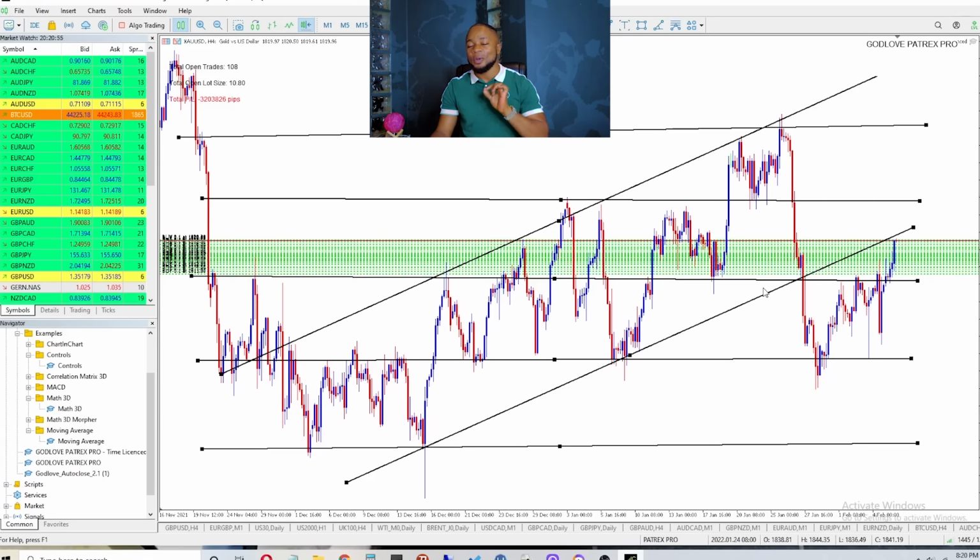All you just need to do is determine your killer support and resistance. And once you've determined your killer support and resistance, you drop in your robot and the robot does everything. The robot will be able to do everything on your behalf.